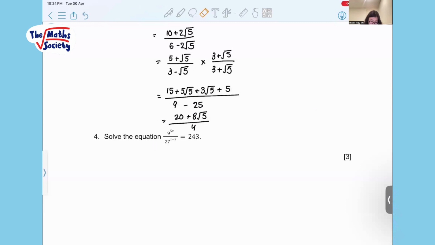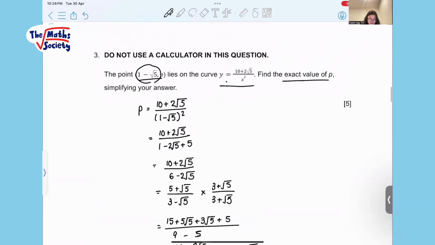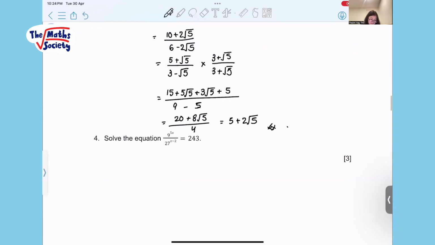Oh, sorry, it has to be 9 minus 5. Because it's 5 and 5, it's going to be 5, not 25. So it has to be 4. So just divide it again, 5 plus 4 to 8. 5 plus 2 root 5. And then just make sure it's in the form. Oh, yeah, they only asked you to find the exact value of p, so we can just leave it as this, 5 plus 2 root 5.